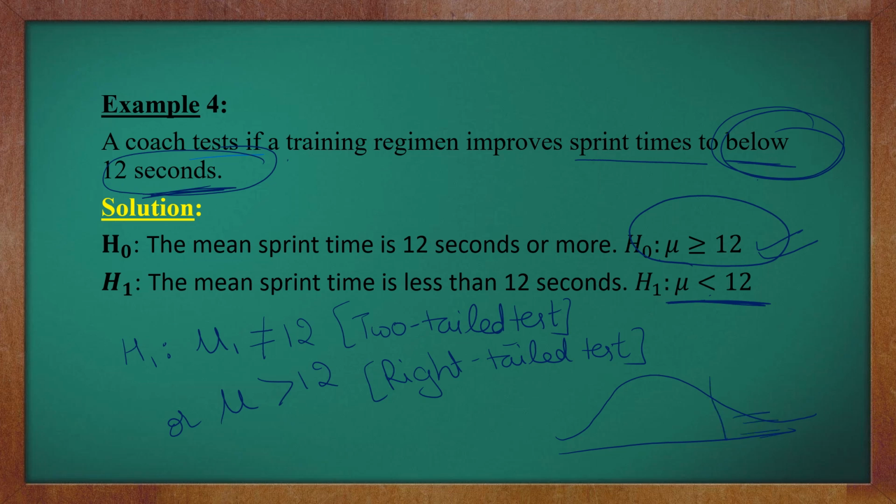And if I talk about the last case in this example, we are getting mu less than 12. So if we're talking about mu less than 12, it means we are talking about the left tail. But all the cases will not happen in the example. You have to see the data and what the need is. This thing is very important: first of all the null hypothesis, and based on the null hypothesis, what can be your alternative hypothesis.